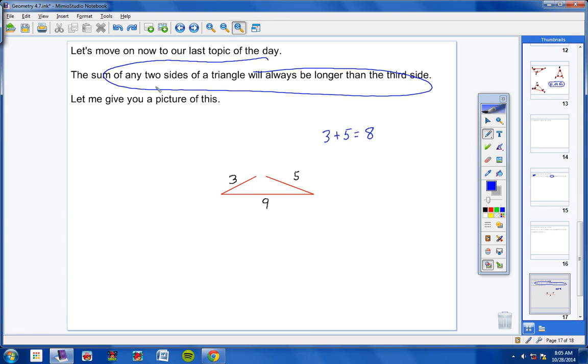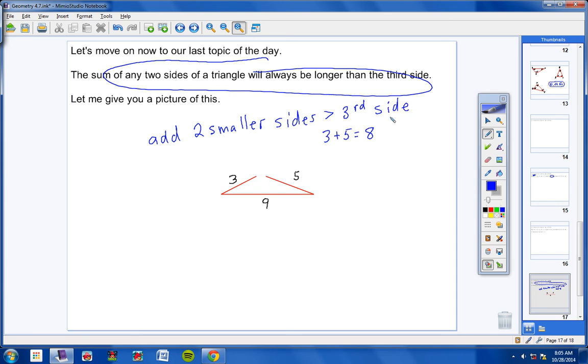But if this fails in just one situation, then the triangle cannot exist. So the best way to check a triangle when I give you segments is to add, I want you to write this down, the two smaller sides. Always add the two smaller sides and compare it to the third side. If you do that, that's all you'll have to do.